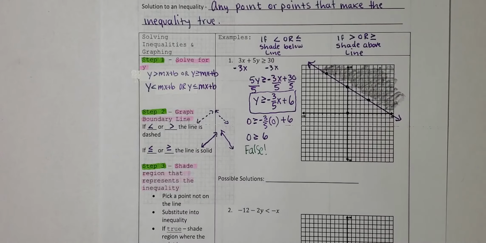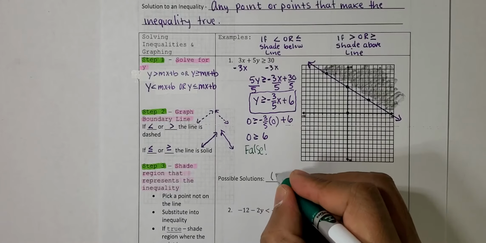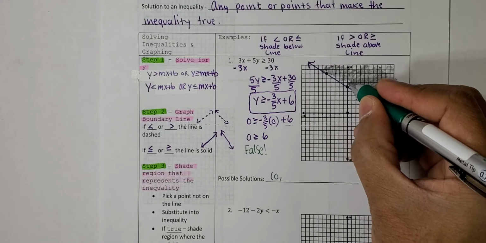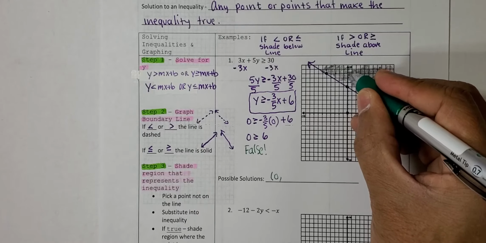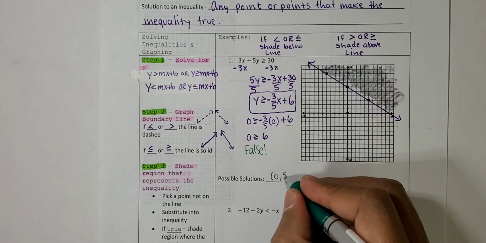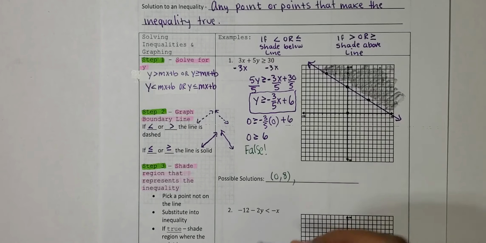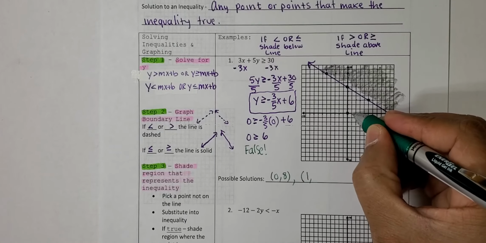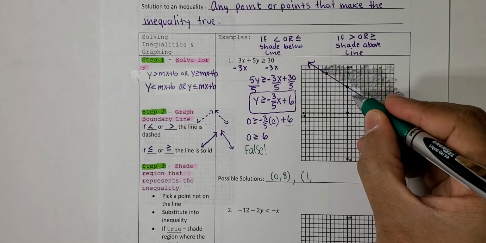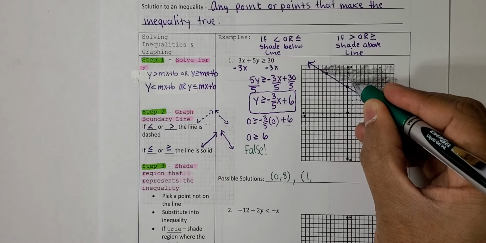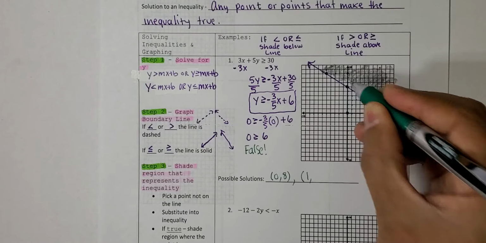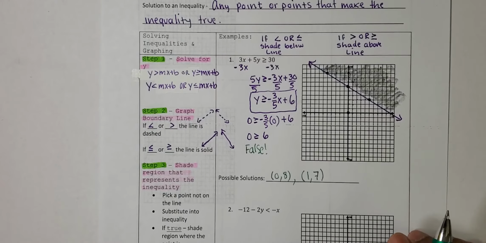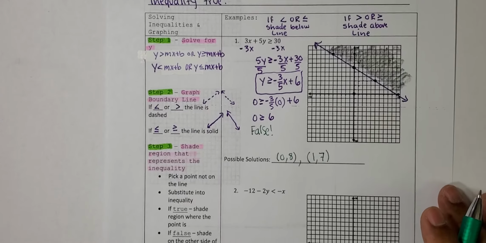But if you choose any point in the shaded region, that's going to give you a true statement. So for example, if I choose, let's say, (0, 8): 5, 6, 7, 8. This point is on the shaded area, so that should be a true statement if I check. What about (1, 7)? If I choose 1, 1 is here, then 1, 2, 3, 4, 5, 6, 7. As you can see, that point is also on the shaded region. So that means this will also be a point that we can use. I hope that makes sense.